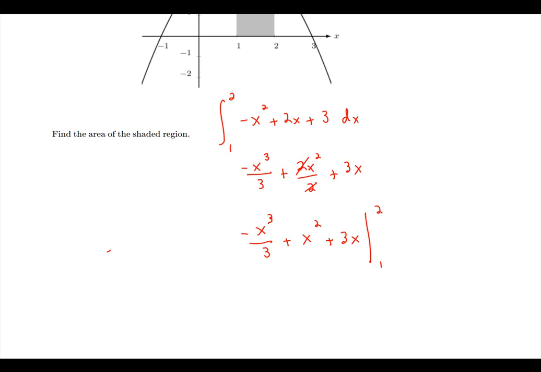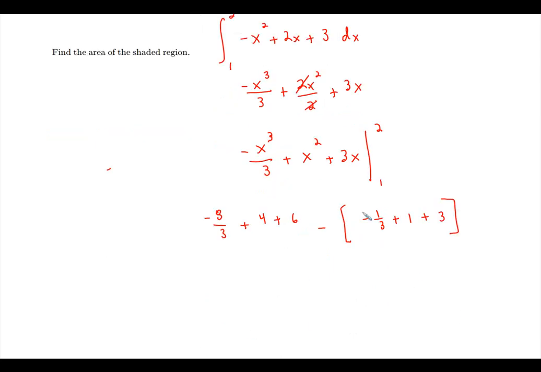So now basically all you're going to do is plug in 2 wherever there's an x, right? So we plug in this top number first. So 2 to the third is 8, so we have negative 8 over 3 plus 2 squared is 4 plus 3 times 2 is 6, okay? And then we're going to minus, and after the subtraction, I always like to put a bracket. Now we plug in the 1, so 1 to the third is 1, so I get negative 1/3 plus 1 squared is 1 plus 3 times 1 is 3, okay?